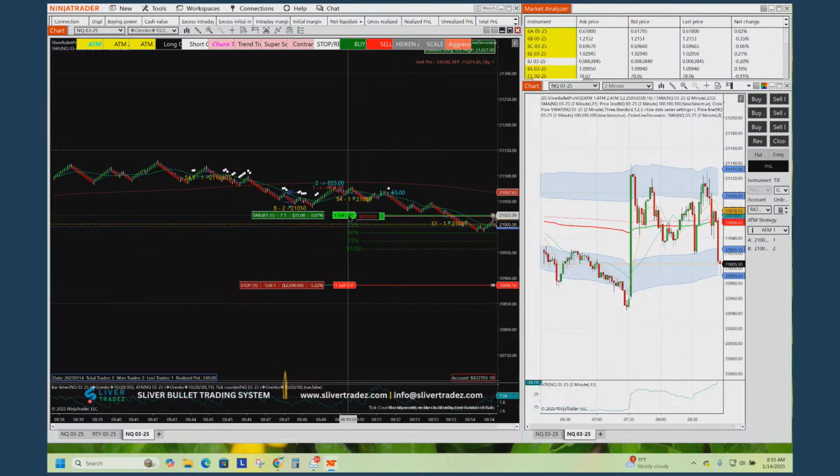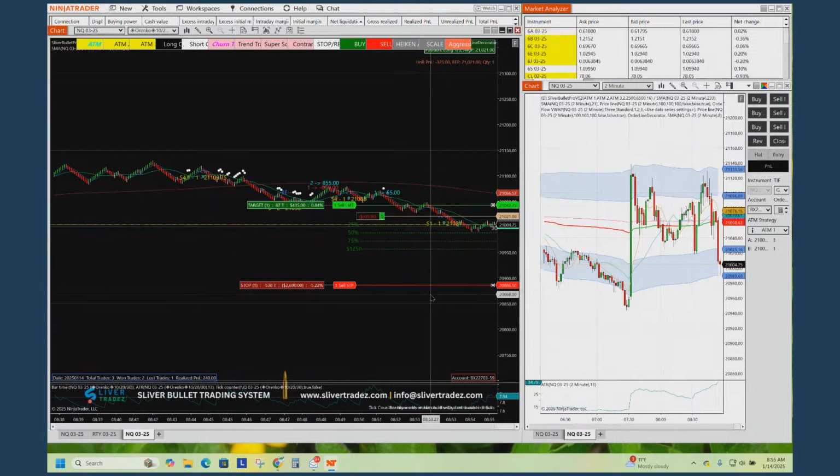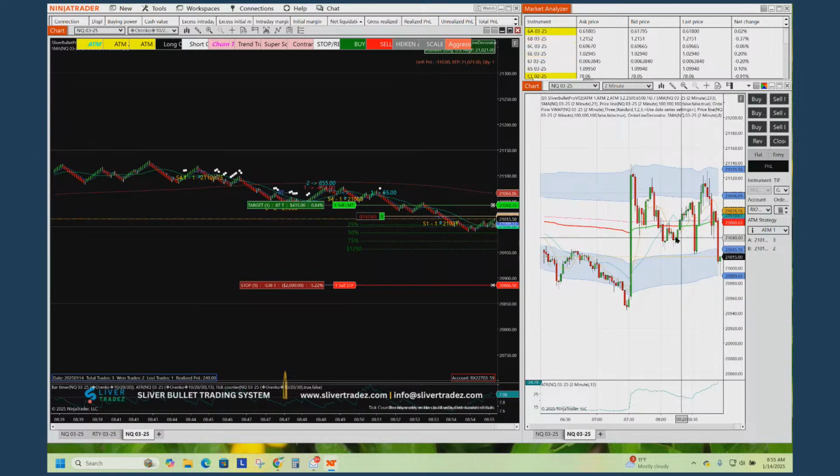So, is it going to go back up? Grab the liquidity, yeah. Go back up. A little bit of green and I'll feel more confident. Okay.